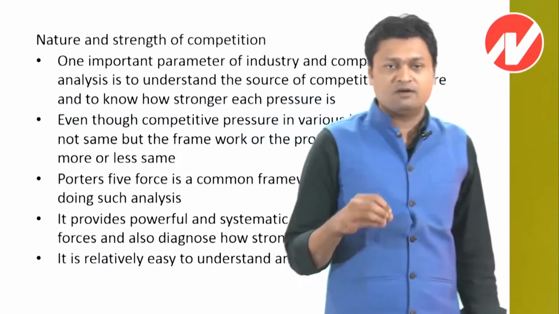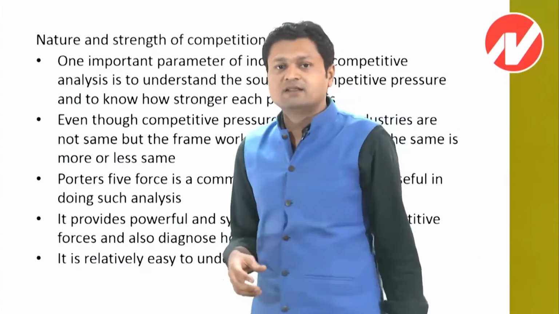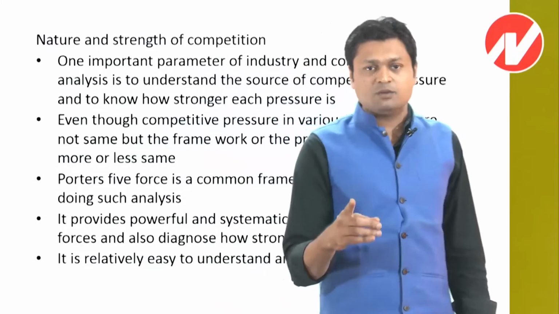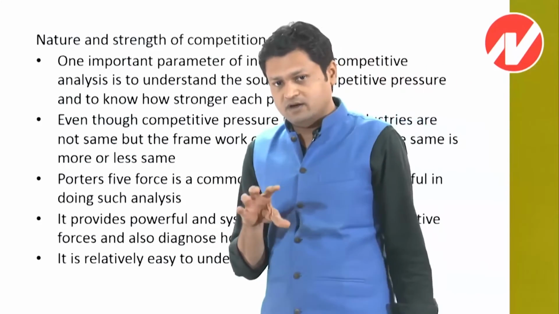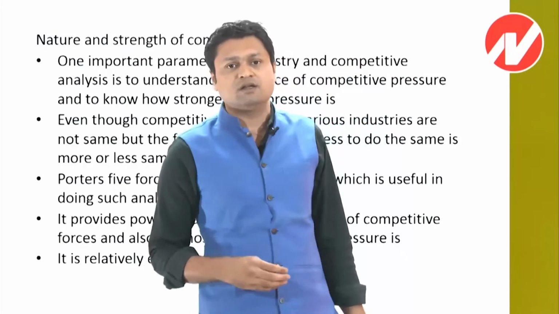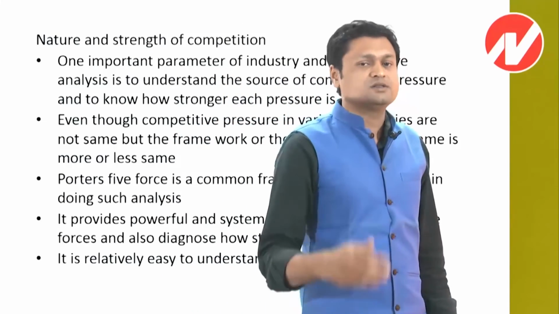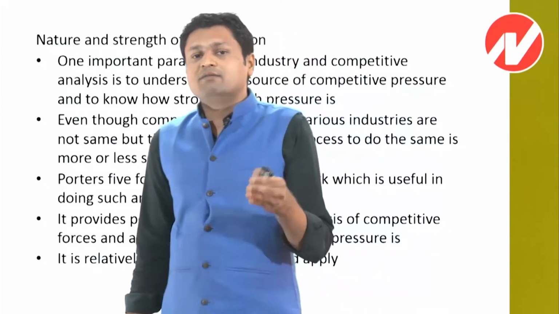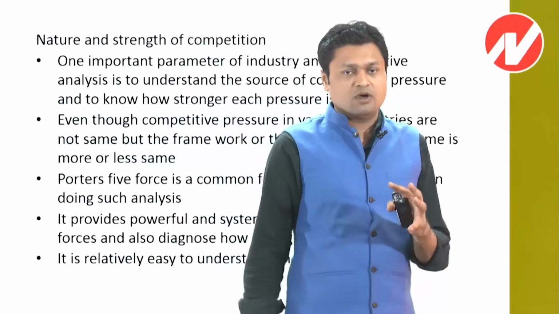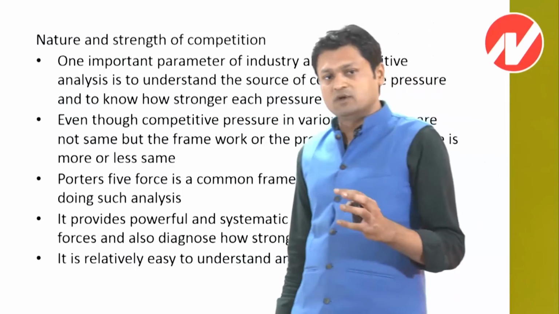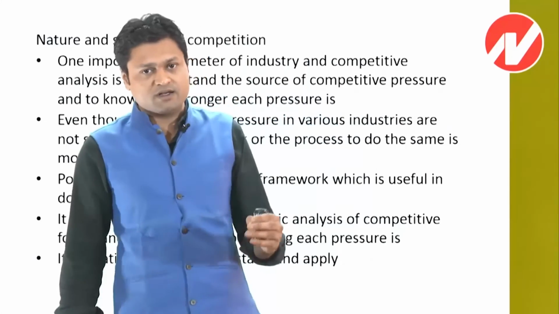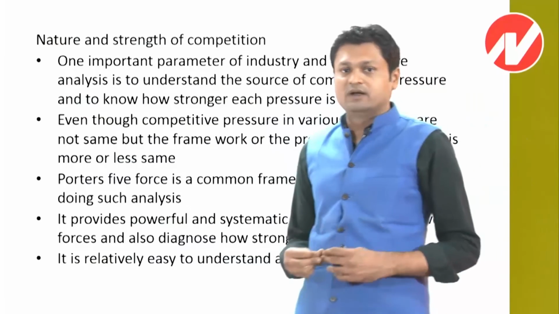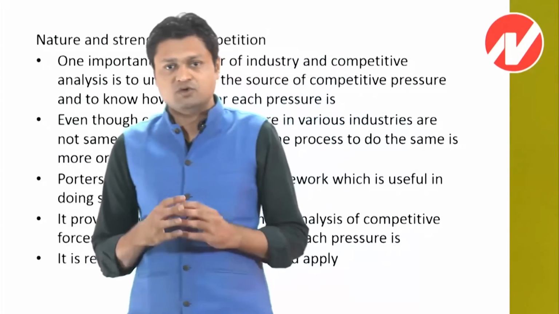In the first chapter, we have understood Porter's 5-force. 5 things are there in Porter's 5-force. Analysis of those 5 things will help you understand what kind of competitive pressures are there in the industry, and on the basis of that, the attractiveness of the industry can be understood: how attractive that industry is from a business point of view. If it is a highly attractive industry, we need to enter into the business. If it is not attractive, we are not supposed to enter into that.